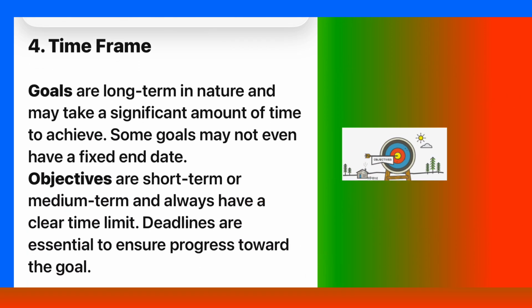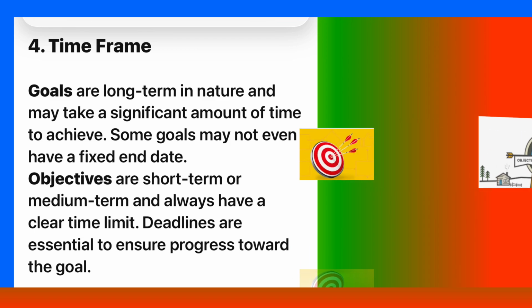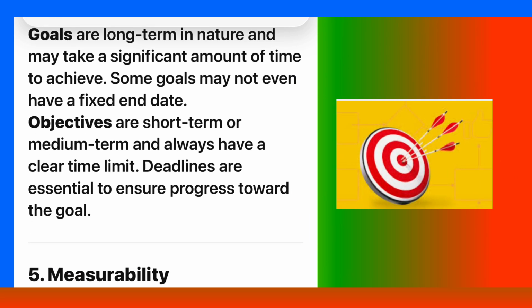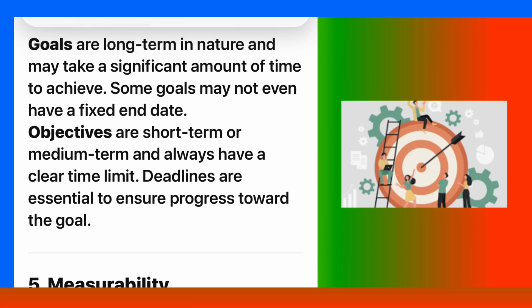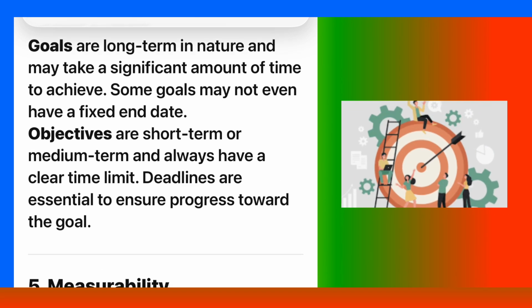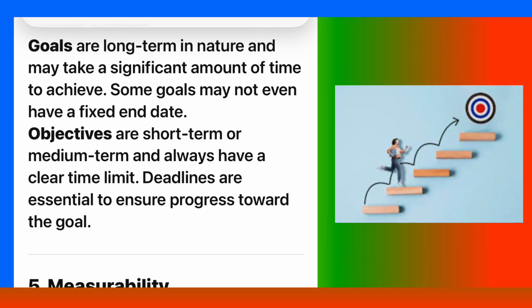4. Timeframe. Goals are long-term in nature and may take a significant amount of time to achieve. Some goals may not even have a fixed end date. Objectives are short-term or medium-term and always have a clear time limit. Deadlines are essential to ensure progress toward the goal.